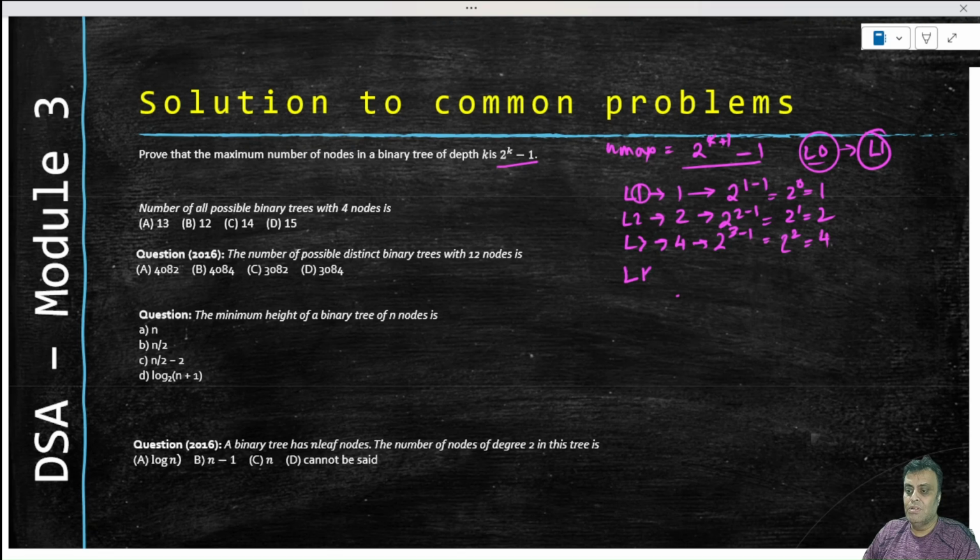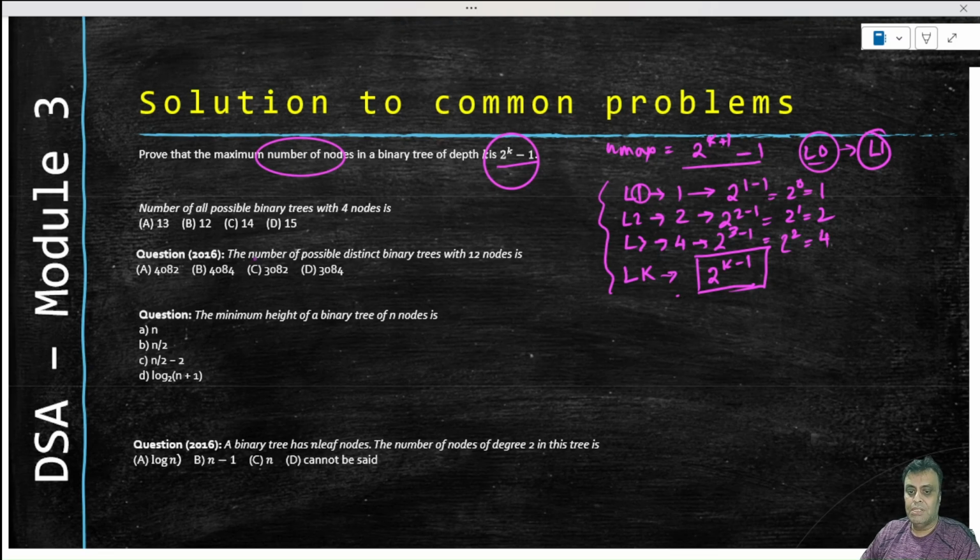So at L equal to k, we will get the total number of nodes at 2 to the power of k minus 1, right? So that's why we can say that the total number of nodes is 2 to the power k minus 1, basis the choice of L0 becoming L1. This is how the question was framed.